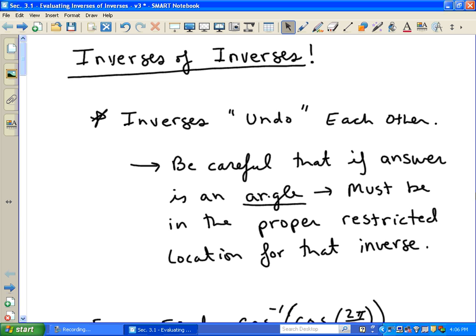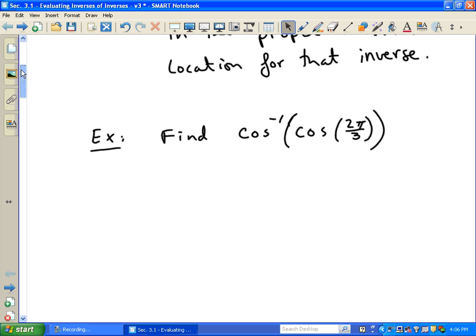The one thing that I'll warn you about here is to be careful if you have an answer that's an angle. That angle must fit into the proper restricted area for the inverse that you're looking at. Let's look at an example below. Think about find cosine inverse of cosine of 2 pi over 3.